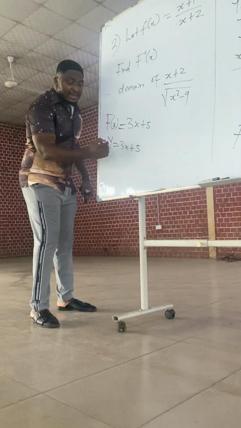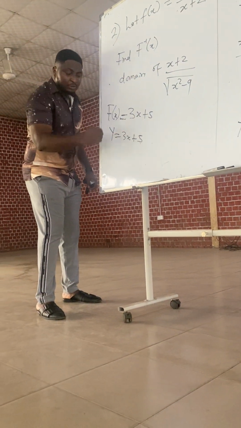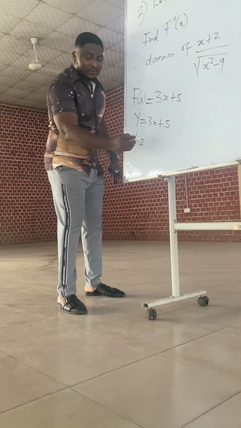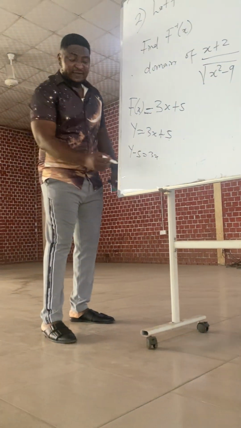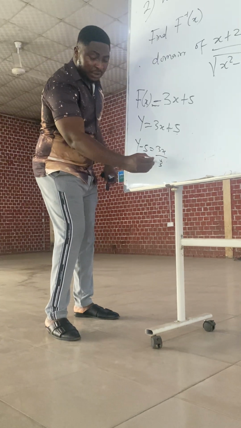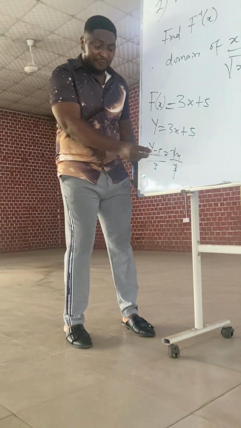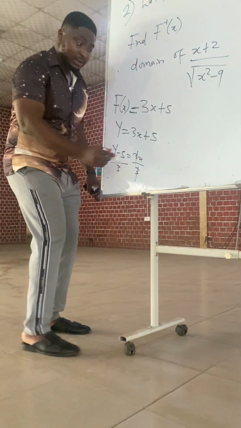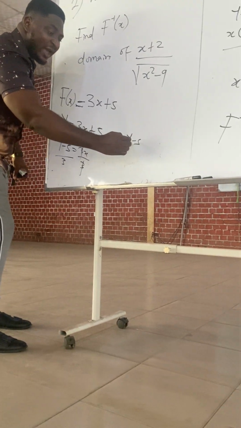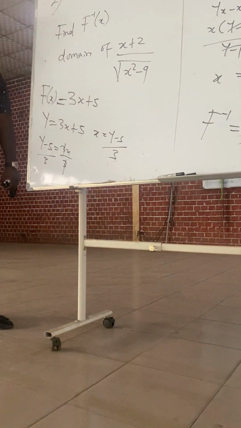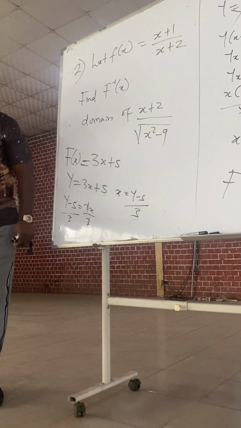Let 5 come to this side: y minus 5 equals 3x. Divide both sides by what? So that 3 cancels 3, and therefore x equals y minus 5 all over 3. We have just made x the subject of the formula.